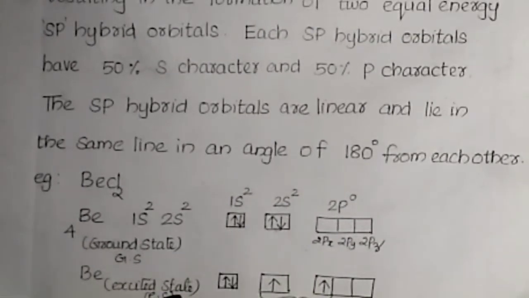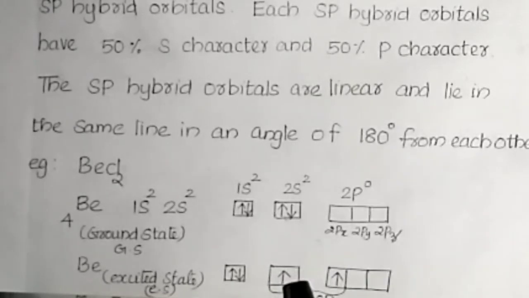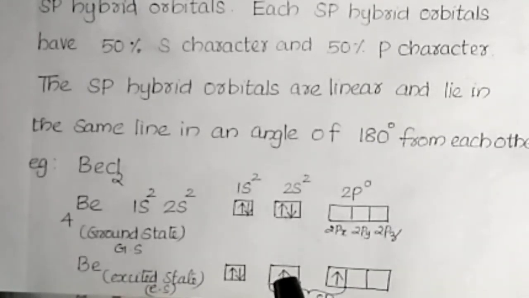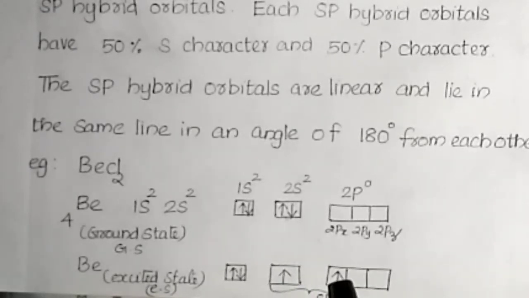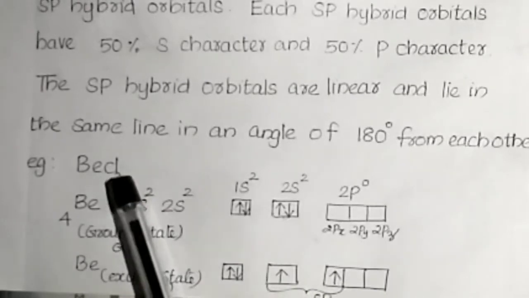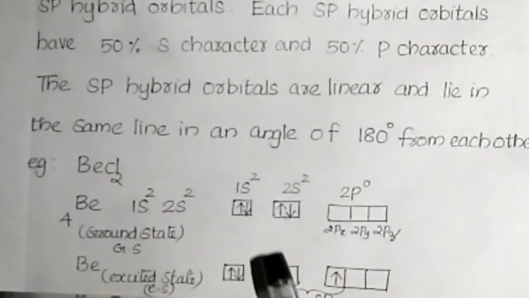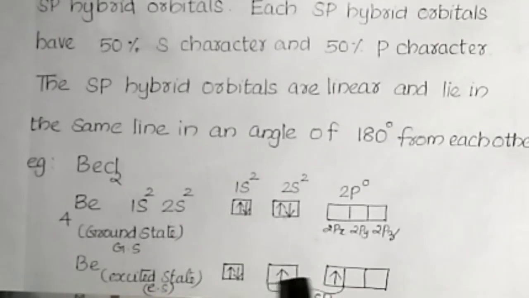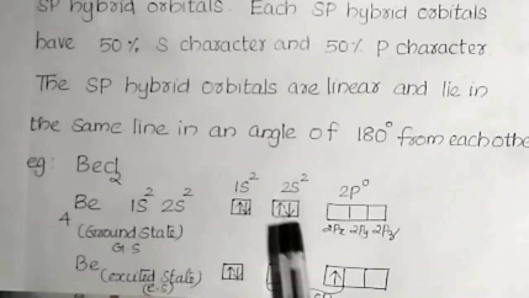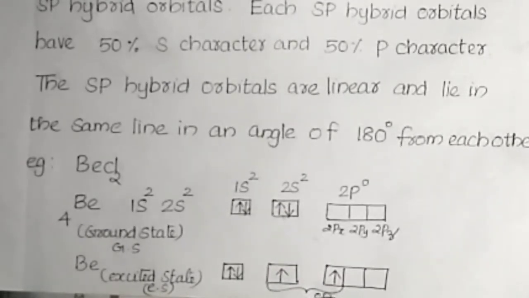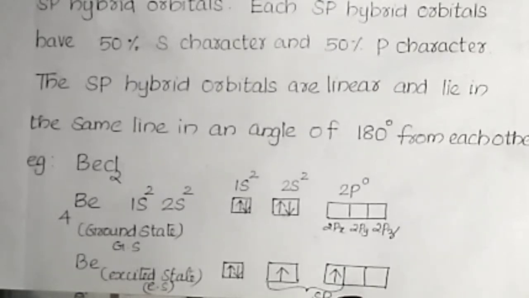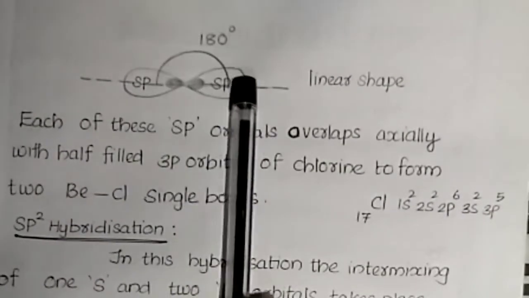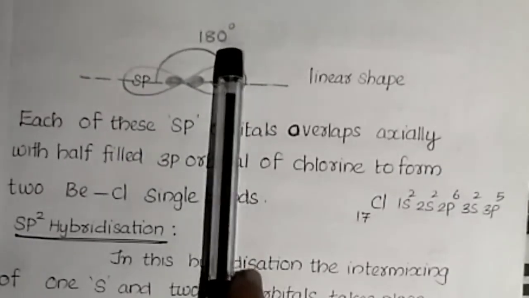Then in the excited state, from the outermost shell paired electrons, one electron jumps to the higher energy level 2p. Then here are two atomic orbitals with unpaired electrons. These atomic orbitals share one electron of each chlorine atom to form beryllium chlorine single bonds. So here the two unpaired-electron-containing atomic orbitals, one s orbital and one p orbital, are mixed up to form sp hybrid orbitals. This is one sp hybrid orbital, this is another sp hybrid orbital, with angle 180 degrees and linear shape.